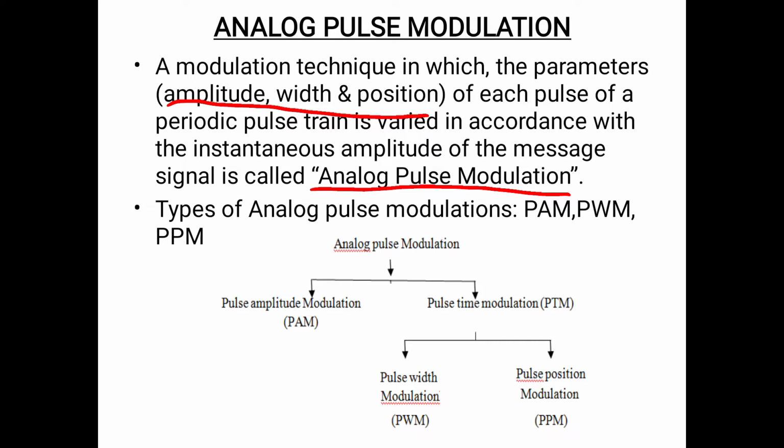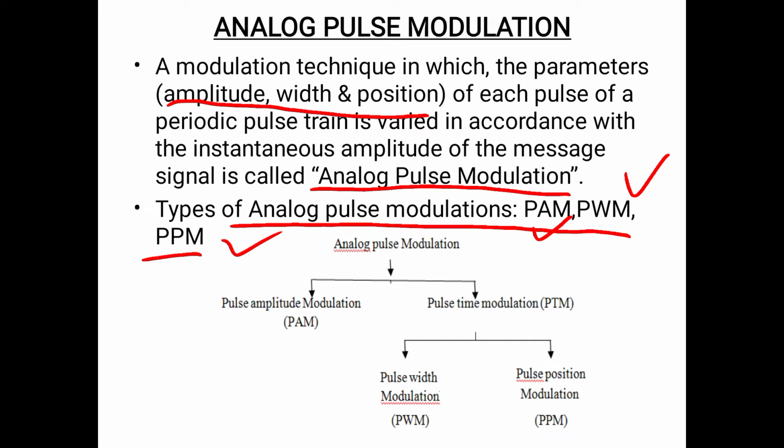Here the carrier signal is a pulse train. Remember this, the carrier signal is a pulse train. The types of analog pulse modulation are PAM, PWM and PPM. PAM means pulse amplitude modulation, PWM means pulse width modulation, and the last one is pulse position modulation. These are the three important types of pulse modulation.